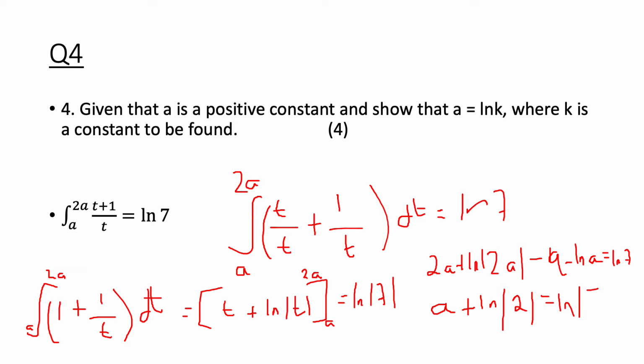So hopefully that makes sense so far. Rearranging to make a the subject, I'm going to subtract log 2 on both sides. So log 7 minus log 2 is equal to a. And then when I subtract logs with the same natural log base, I'm going to get that a is equal to log of 7 over 2.